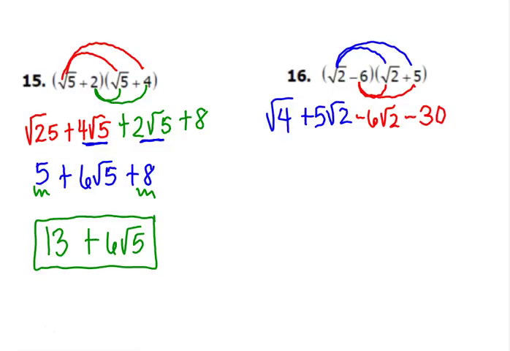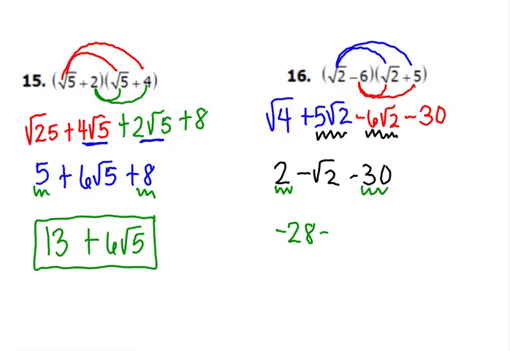Okay, what's the square root of 4? Well, it's just a 2. What's 5 square roots of 2 minus 6 square roots of 2? That's just a negative square root of 2 minus 30. And then lastly, I can add together my 2 minus 30. So I get negative 28 minus the square root of 2.